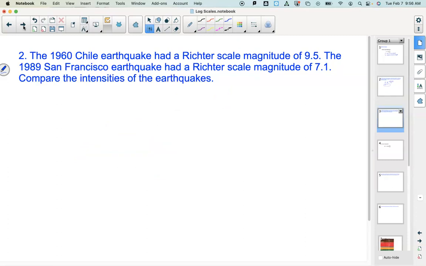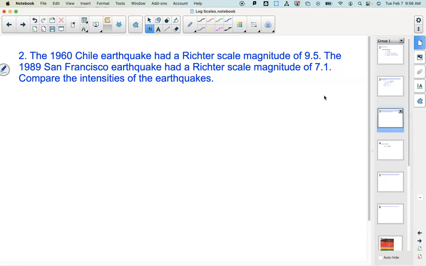Let's look at a different earthquake. And actually, let's look at two earthquakes and compare them. So here's what I want you to see. In 1960, there was an earthquake in Chile. It had a Richter scale of 9.5. In 1989, there was a San Francisco earthquake that had a Richter scale of 7.1. That's similar to that Joshua Tree earthquake just 10 years earlier. Compare the intensities of these earthquakes. We see that this one in Chile was 9.5 and this one in San Francisco was 7.1. How do their intensities compare?